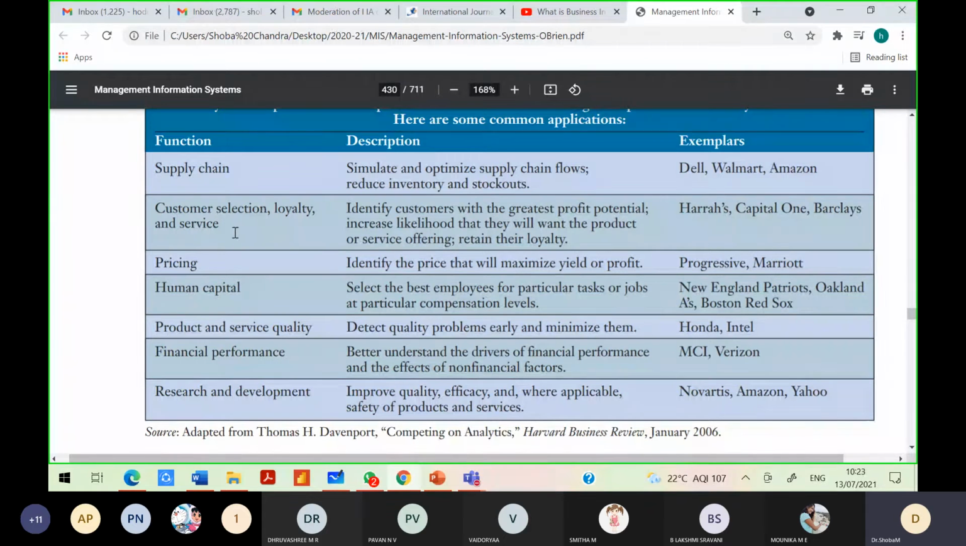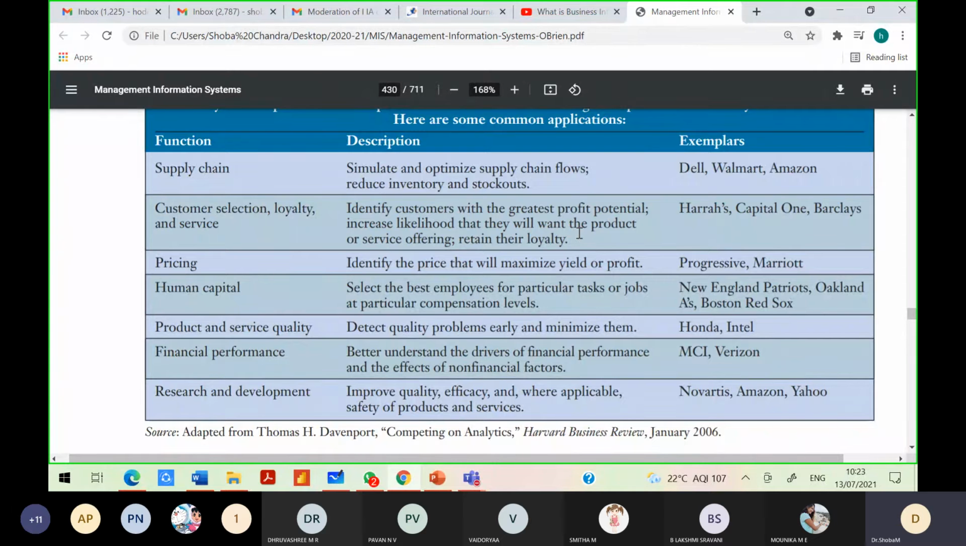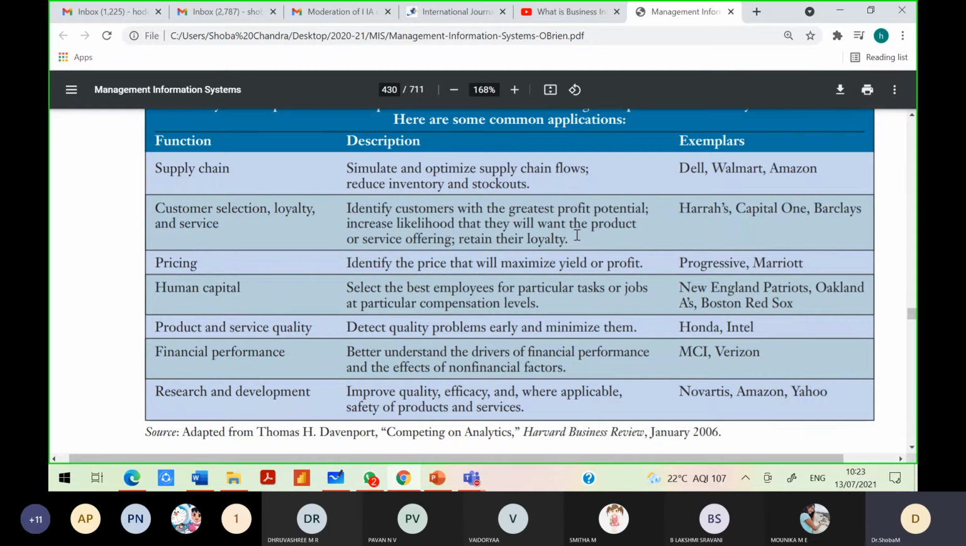The next functionality is customer selection, loyalty and service. What is the description given? You have to identify the customers with the greatest profit potential. Definitely identifying potential customers is a very important aspect. Increase the likelihood that they will want the product or service offering and retain their loyalty. Once you have the set of potential customers, then you have to start predicting what they could purchase in the coming next month or the coming next quarter. That could be your analytics here, and some examples are Harrah's, Capital One and Barclays.